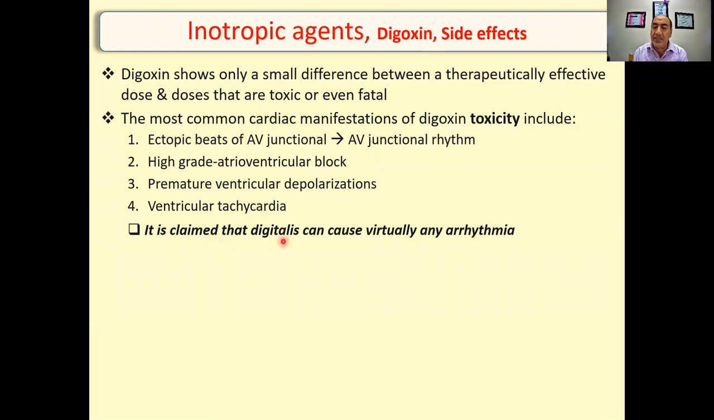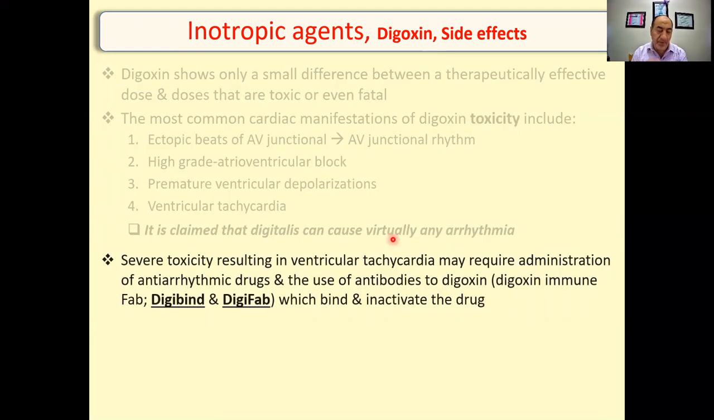Okay, it's claimed that digitalis can cause virtually any kind of arrhythmia. Everything you think about digitalis can cause with regard to arrhythmia. Because of this very severe toxicity, it requires administration of anti-arrhythmic drugs, because there is arrhythmia. But they also developed antibodies to digoxin called digoxin immune fab, like Digibind and Digifab.